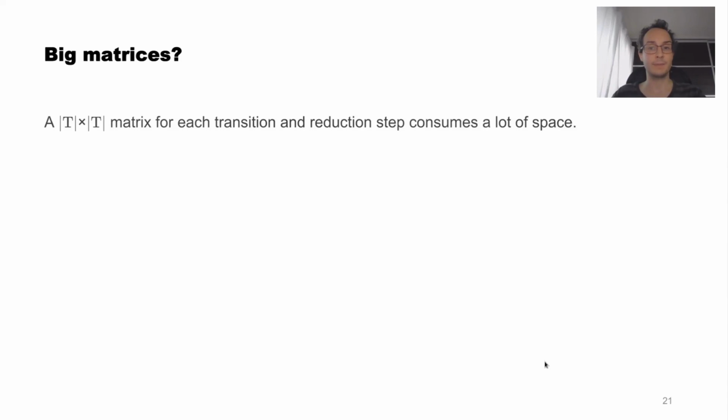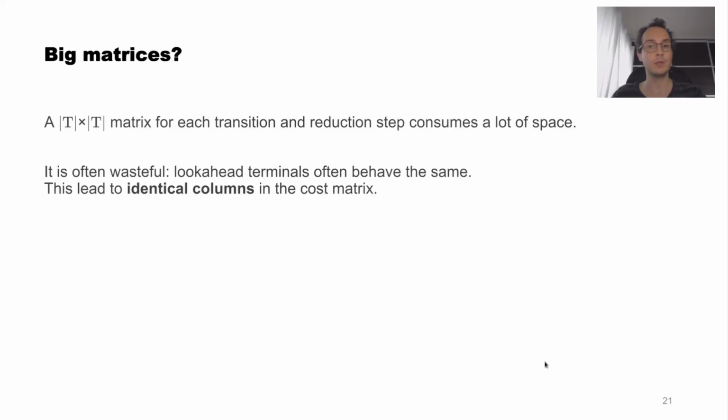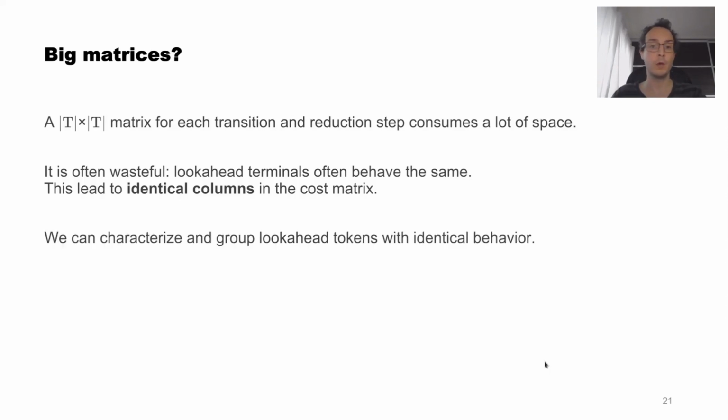That is nice, but consumes a lot of memory. T by T is a lot on complex grammars, and we need a lot of matrices. It is also wasteful. In many cases, we don't need to distinguish all terminals. It is the conflict resolution that makes cost computation more involved. We can characterize and group tokens with identical behavior. The precise definition is in our paper, but we will illustrate it with an example.